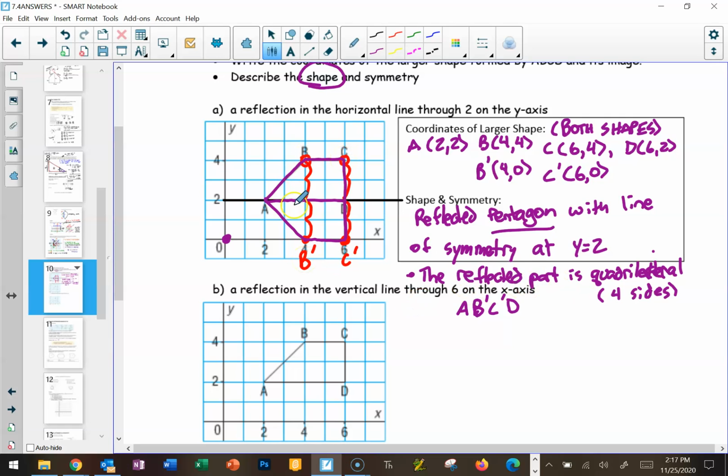And if we're just talking about the reflected part, the new part that we drew, then that would be a quadrilateral because there's only 4 sides. 1, 2, 3, 4. And the points are A, B prime, C prime, and then D.